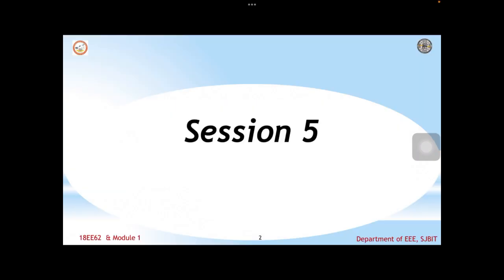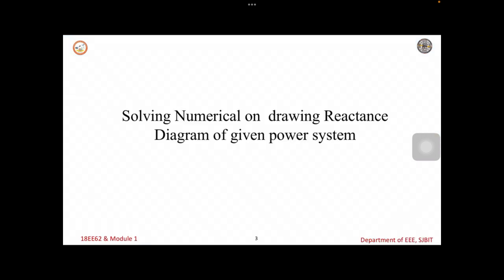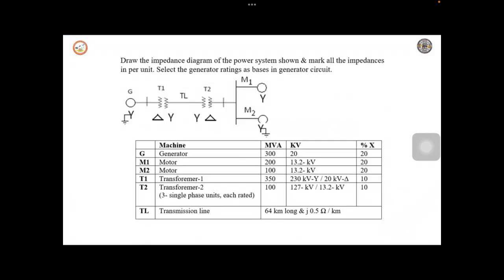Hi everyone, this is a representation of power system components. In this video, I will be explaining solving numericals on drawing the reactance diagram of a given power system. Let us consider a problem.